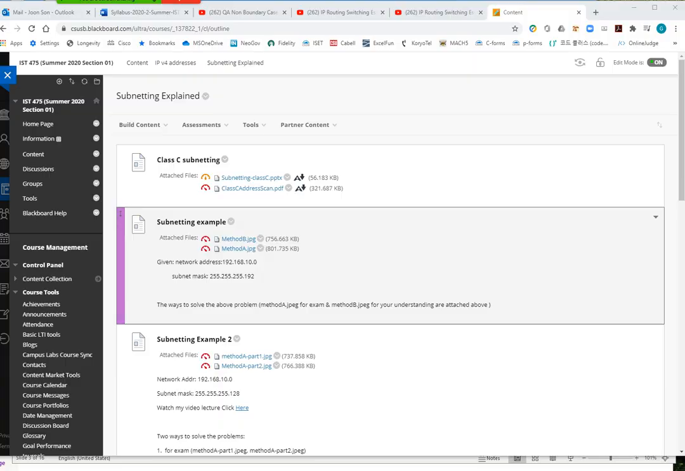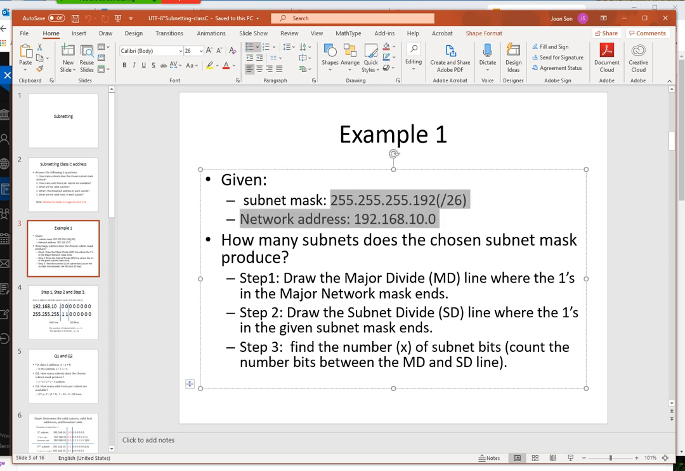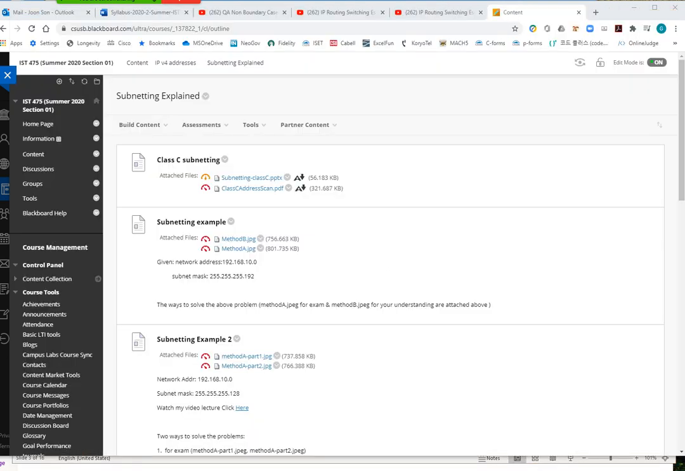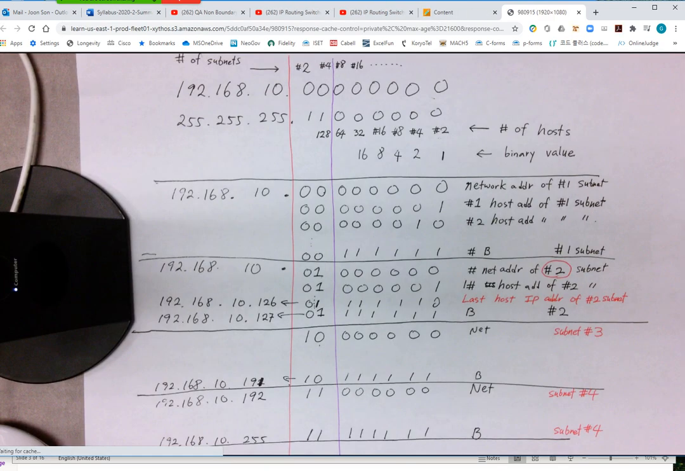Okay, so I'm going to talk about this example. Basically, what I'm trying to do here is this. If you're at the class website under Subnetting Explained, I'm going to talk about this example in a minute. But let's first click Method A. This is a picture that I took.